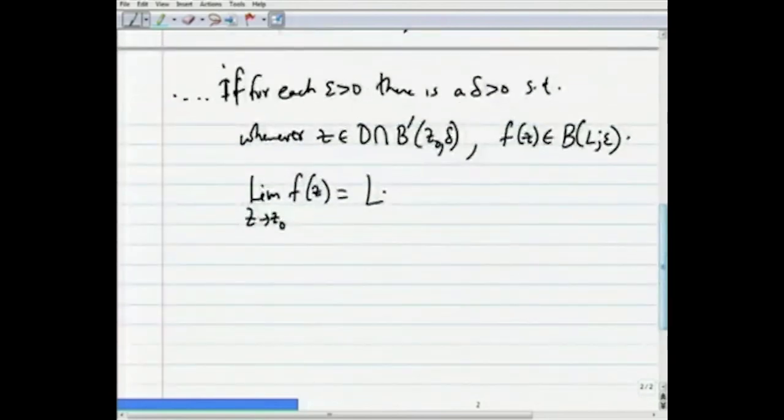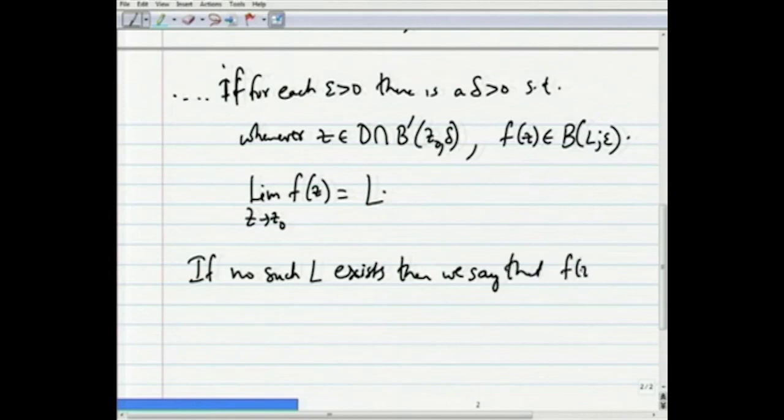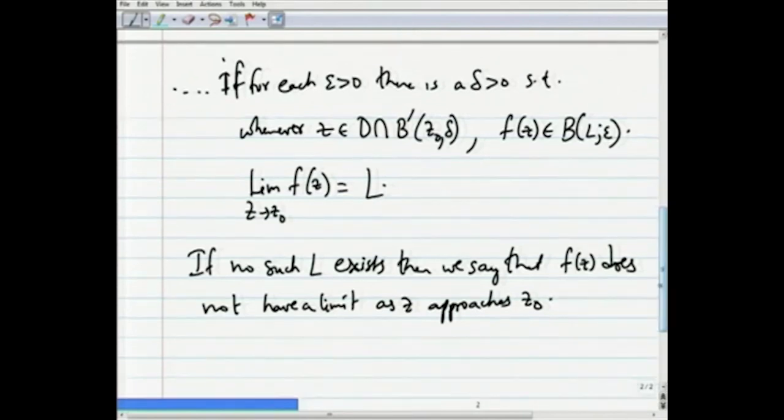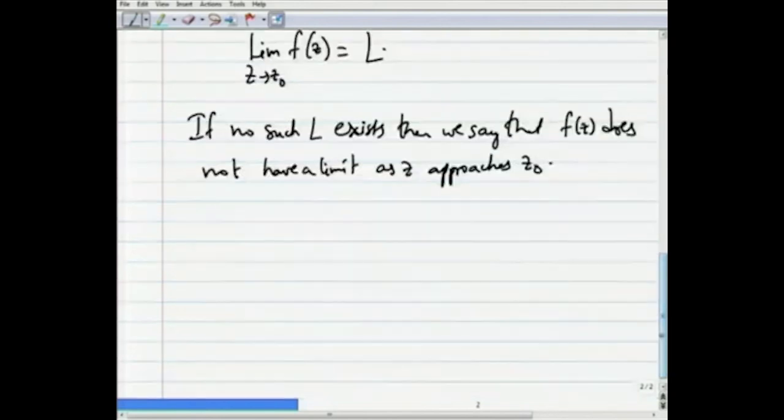And if no such L exists, then we say that f of z does not have a limit as z approaches z naught. Or in other words, the limit as z goes to z naught of f of z does not exist. So, the terminology is already familiar to the viewer from real analysis. And here is an example.